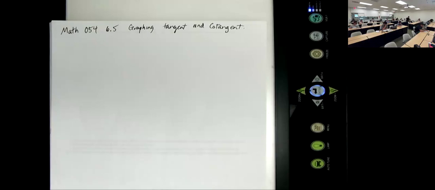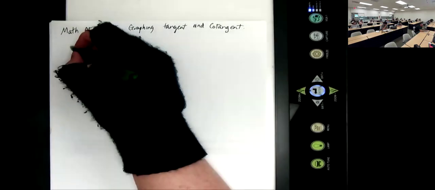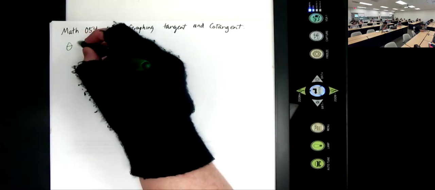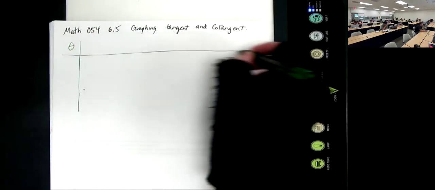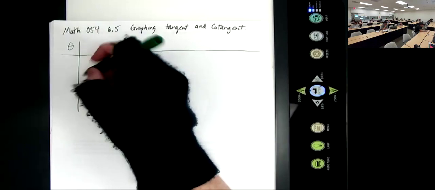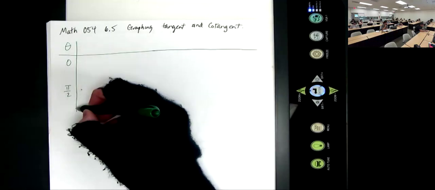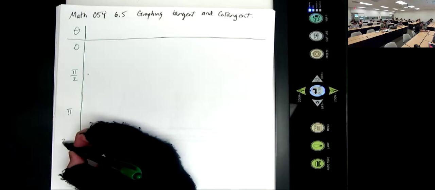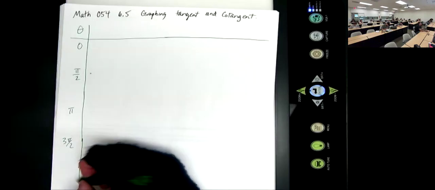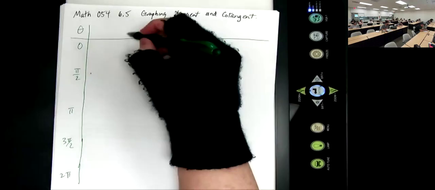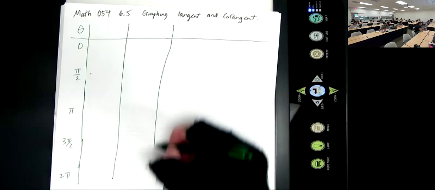All right, so we kind of need to know where our points are here. So what did we do for sine and cosine? We're gonna make a little table real quick. I'm gonna leave some space between 0, pi over 2, pi, 3 pi over 2, and 2 pi. Kind of make a big table here. And then I'm gonna make a column for sine, a column for cosine, and then a column for tangent and cotangent.